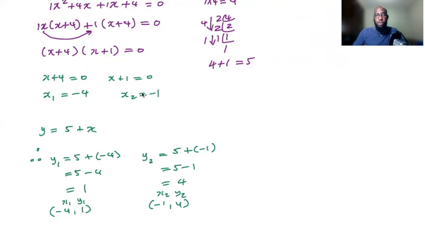So we have y equals 5 plus x, so y2 is 5 plus, since x is negative 1, as I said, put it in a bracket, 5 plus negative 1, multiplying two different signs with a minus, similar to what we did across here. 5 minus 1 is 4, so we have negative 1, 4, all right? So we found for x, we found for y.